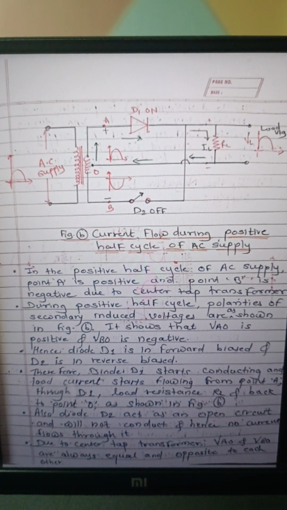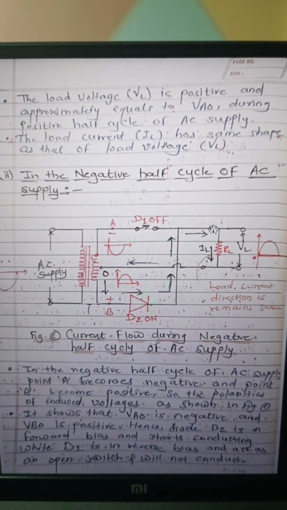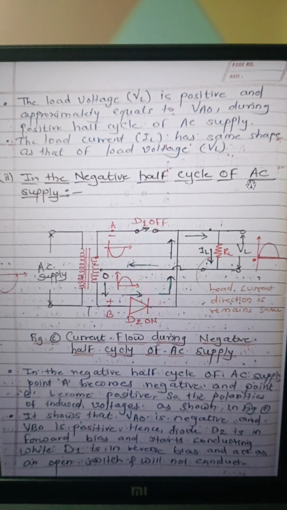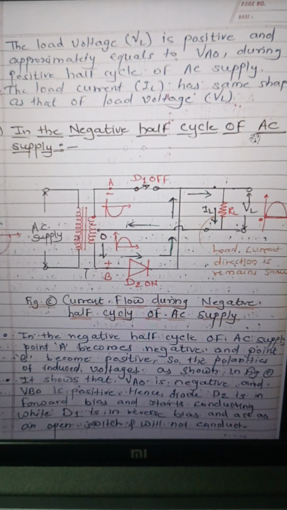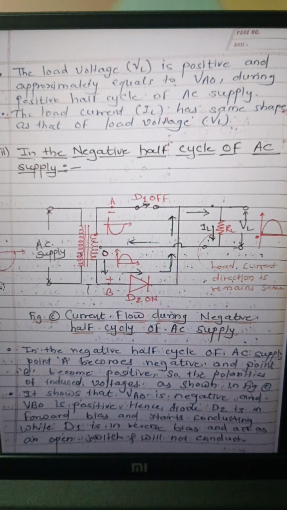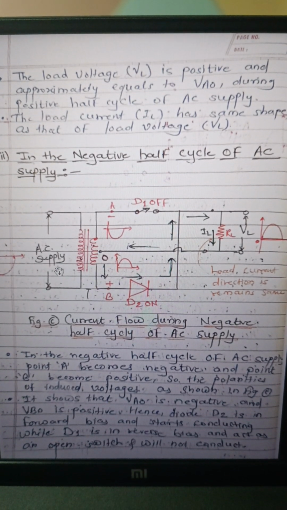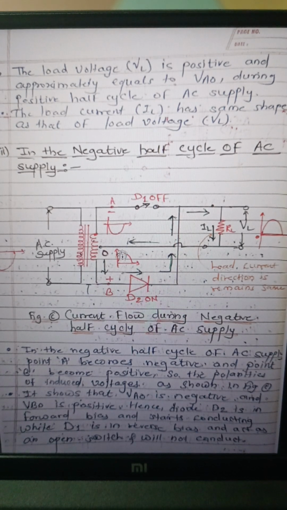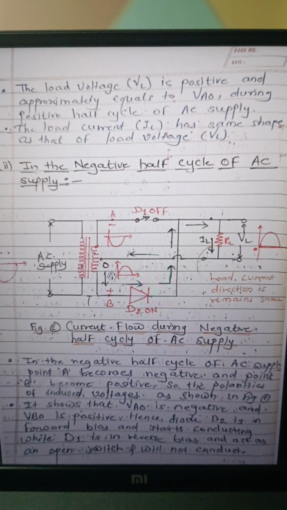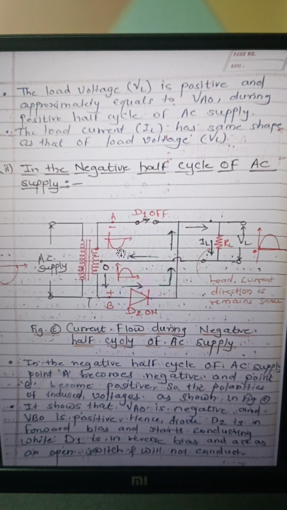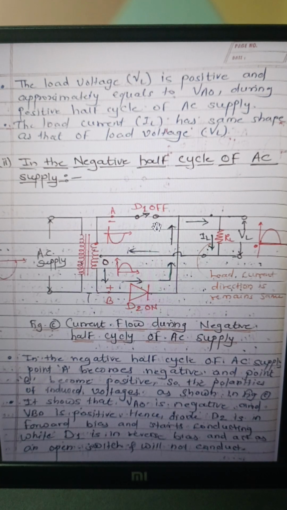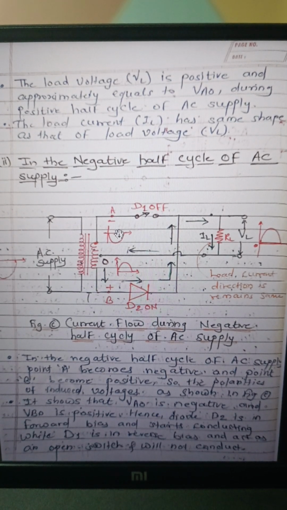Now during the negative half cycle, what happens? This is the circuit diagram when we are considering the negative half cycle of AC supply. Again, during the negative half cycle, point A is negative with respect to point B, means voltage VAO is negative and VBO is positive. As VAO is negative, diode D1 stops conducting, it is in reverse bias mode, so it acts as an open switch, means no current flows through diode D1.